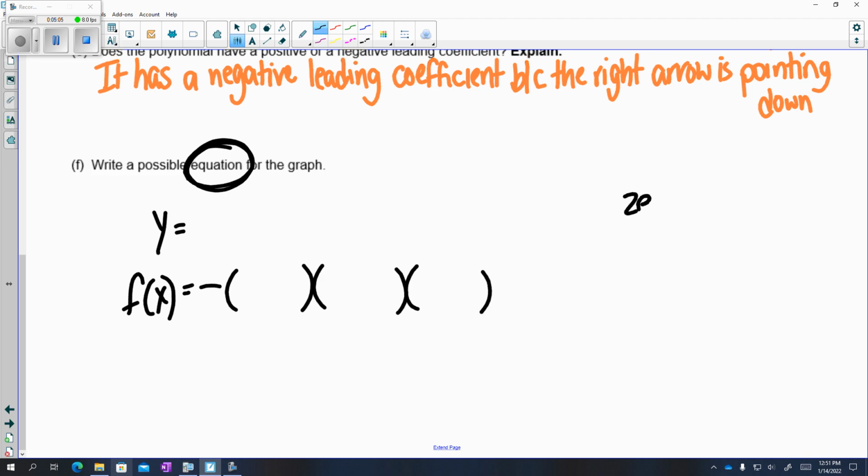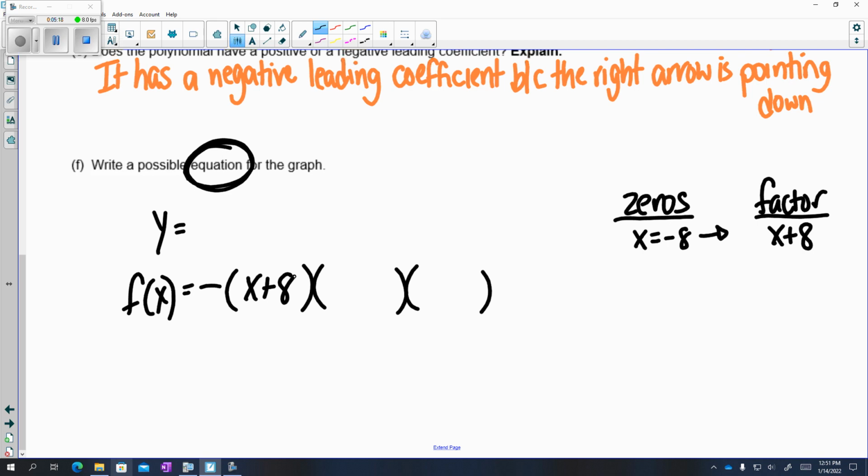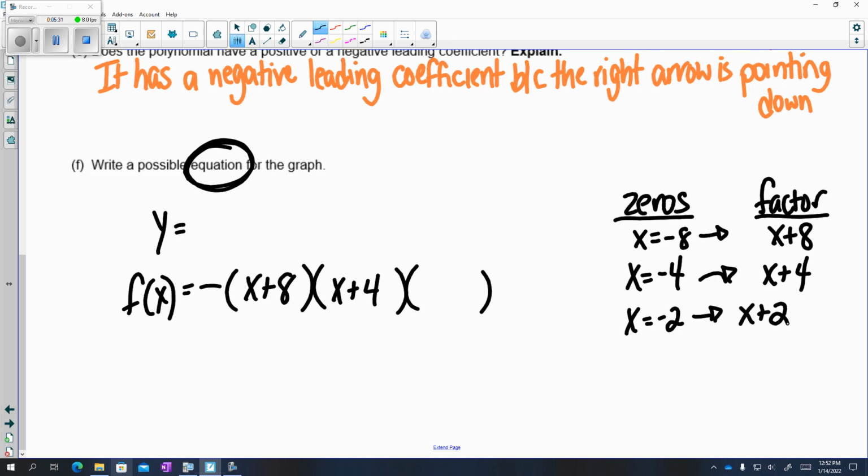So my zero was x equals negative 8. So as a factor, it becomes x plus 8. And that's going to go in my first parentheses. My second zero was x equals negative 4. So that becomes x plus 4. And my last zero was x equals negative 2. So that becomes x plus 2.